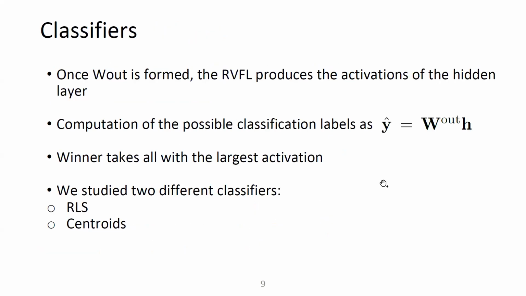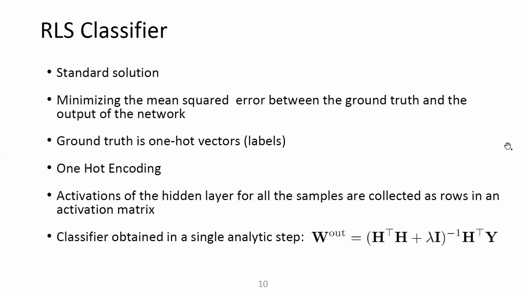As I said, we will use these for classification problems. So we will define two different classifiers, and the winner takes all with the largest activation function at the end of the output layer. The two different classifiers: one will be the regularized least square standard version of the classifier, and the other one will be what we call the Centroid Classifier. The RLS classifier is the standard solution, and it just minimizes the mean square error between the ground truth, which are just the labels of the classification, and the output of the network.